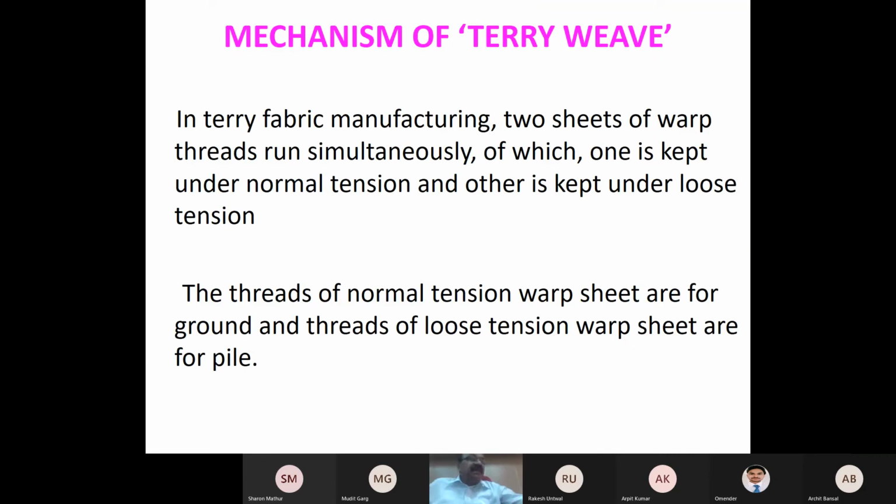Now, next is the mechanism of terry. In terry fabric manufacturing, two sets of warp threads run simultaneously, as I have discussed earlier. One is pile, another is ground. Pile is at low tension, ground is at high tension.